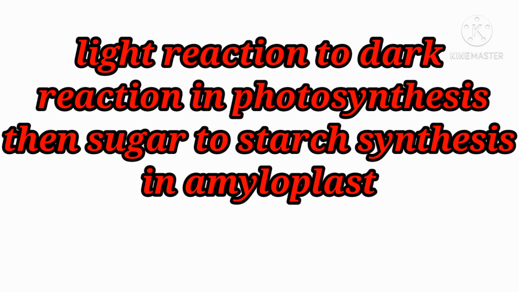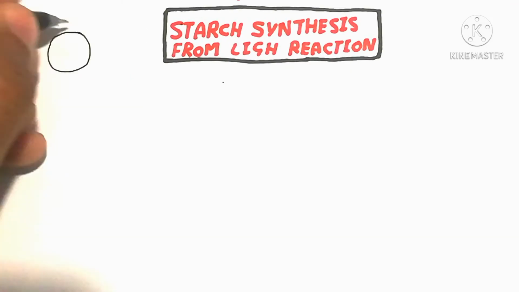So today we will discuss the basic light reaction to dark reaction in photosynthesis, then sugar to starch synthesis in amyloplast. So first of all, the chloroplast is used for making sugar, and that goes into the amyloplast for synthesis.